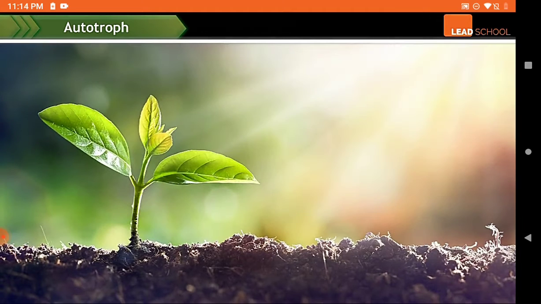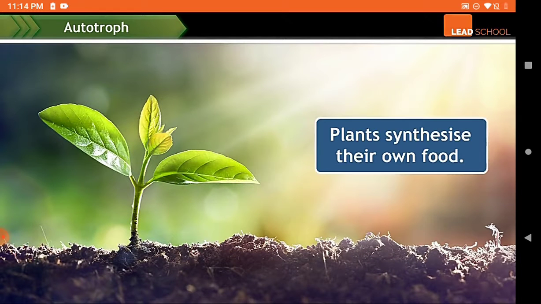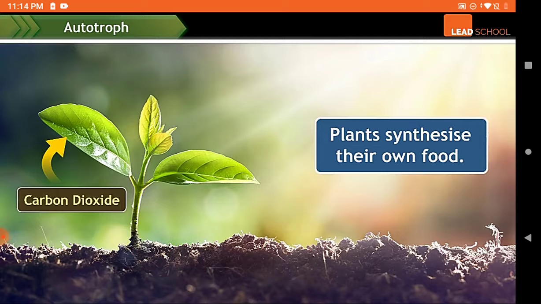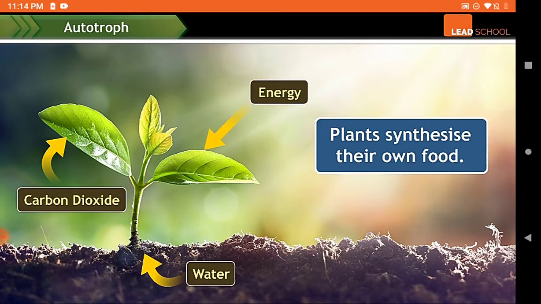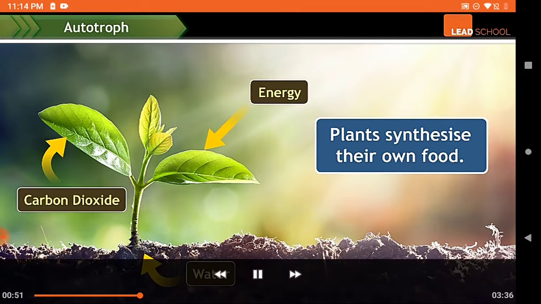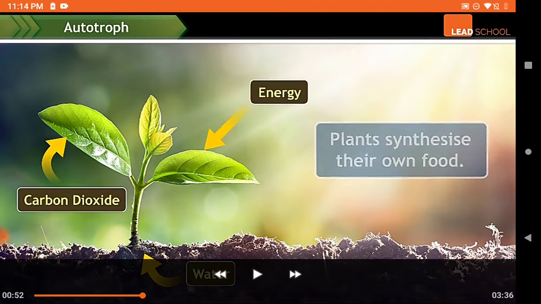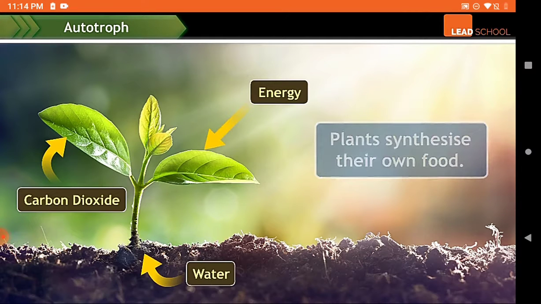No. What they do is they synthesize their own food using carbon dioxide from the air, water from the soil, and energy from the sun. So students, plants need three different things, which are carbon dioxide, water and energy. All three things are also present in the surroundings.